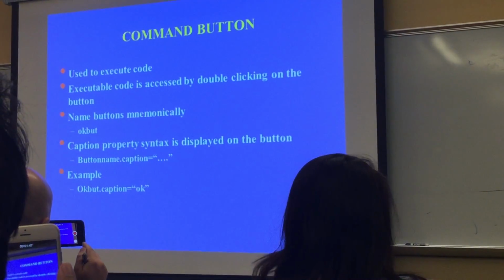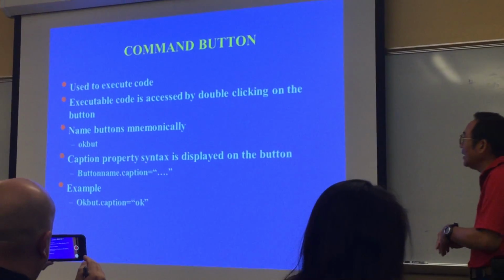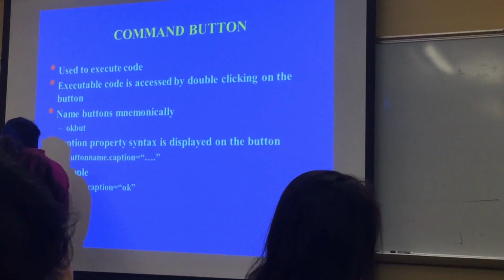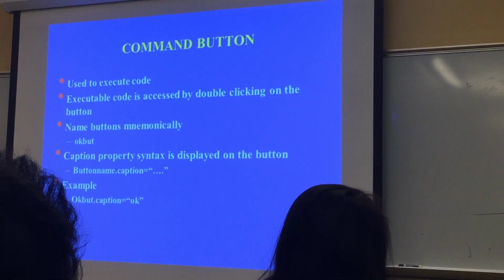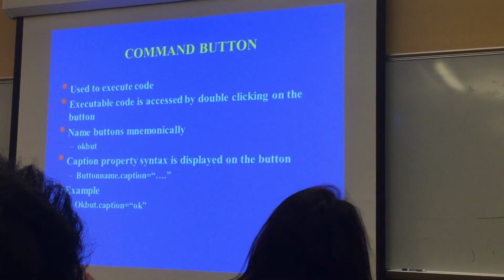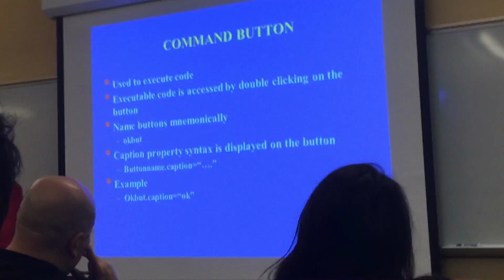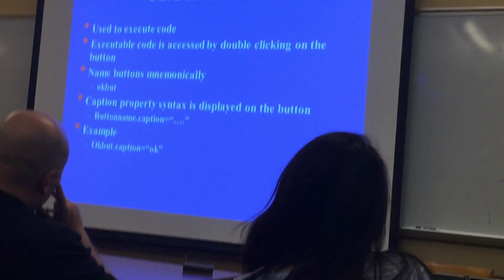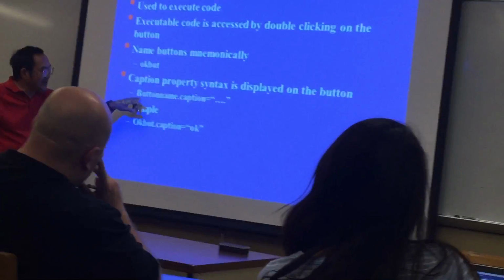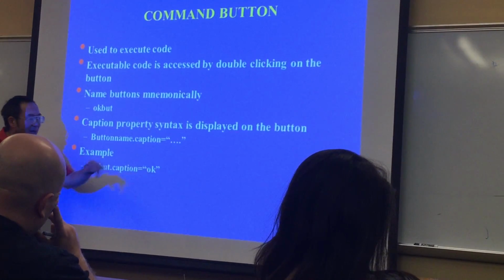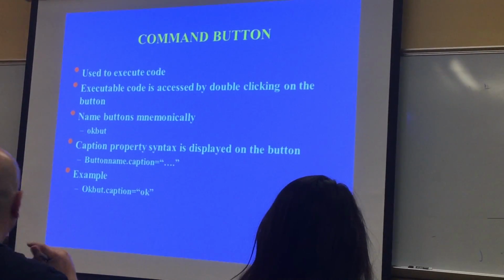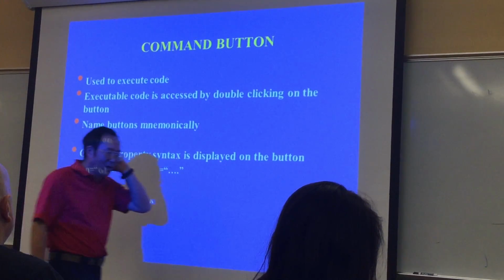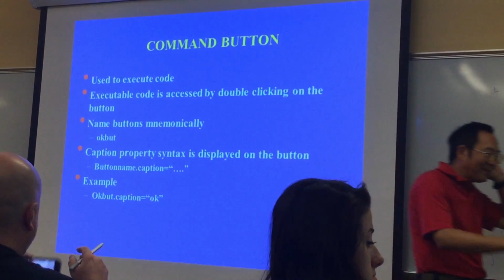Now here is a thing called the command button, and the command button is used to execute code. The way you access the code that you're going to put in there is by double-clicking on the button. Again, you want to name everything mnemonically. I'm going to call mine OKBut, and the way you're going to do it is the button name dot caption is equal to something, and that's going to be what is displayed on the button. Everybody's seen those buttons where they force you to read something. You have to click OK on it before we can go.